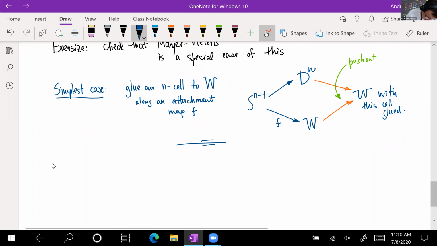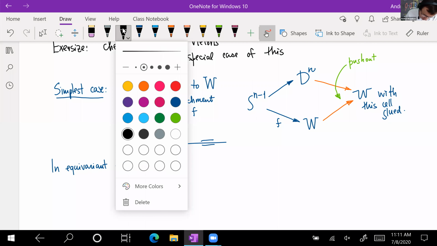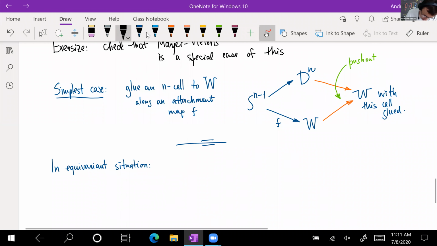So in the current situation, this was a motivational discussion of ordinary homology. In the equivariant situation, the notion of a cell becomes more interesting. So then we have equivariant cells to work with.